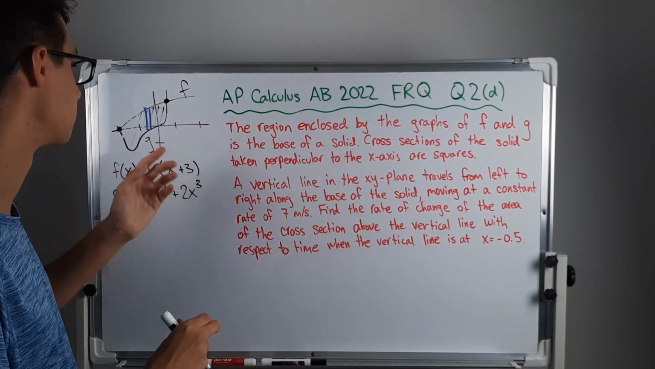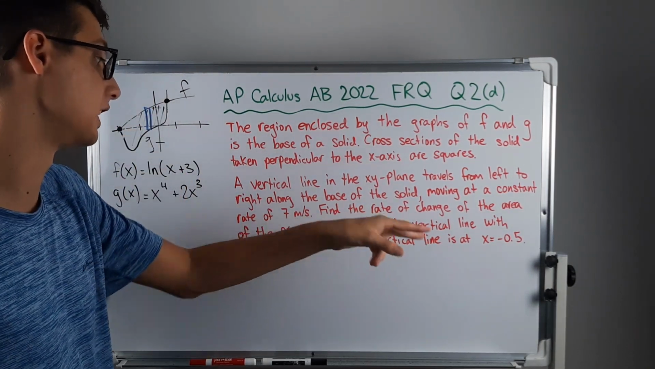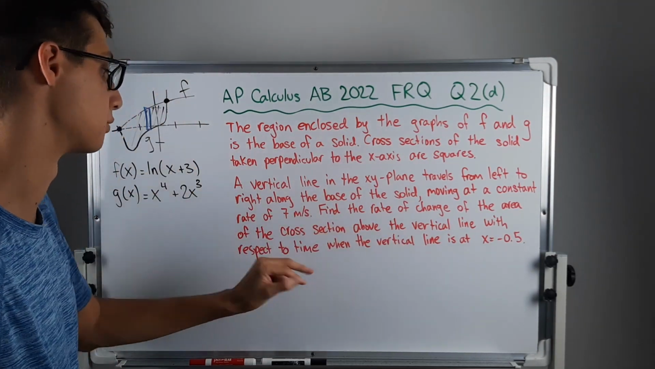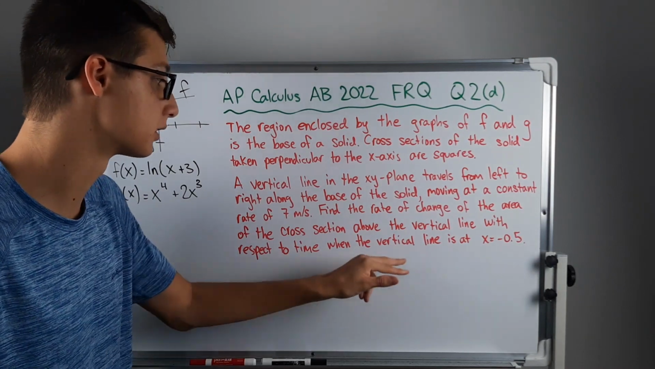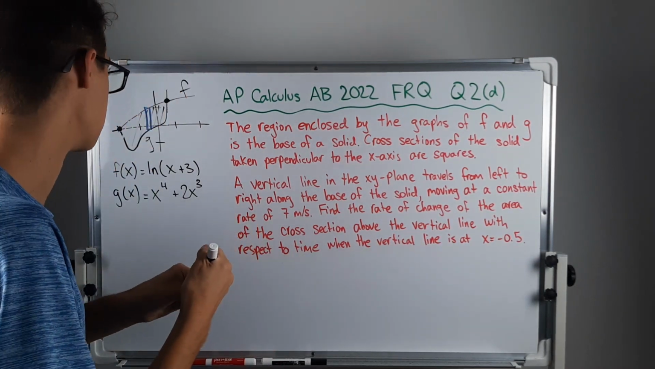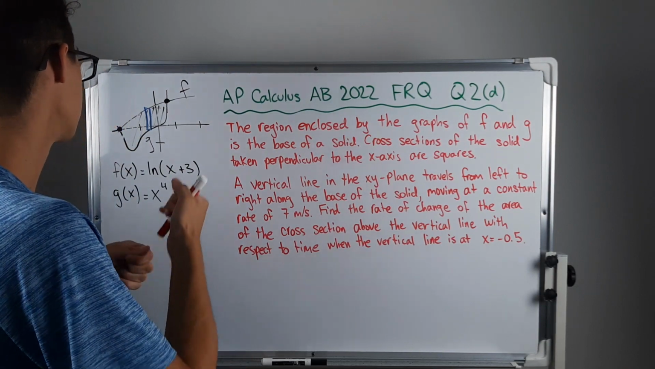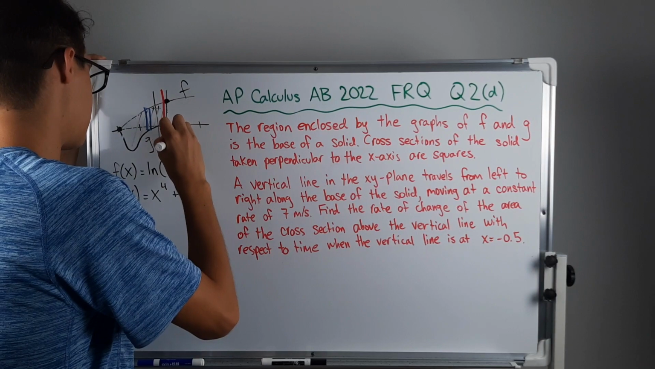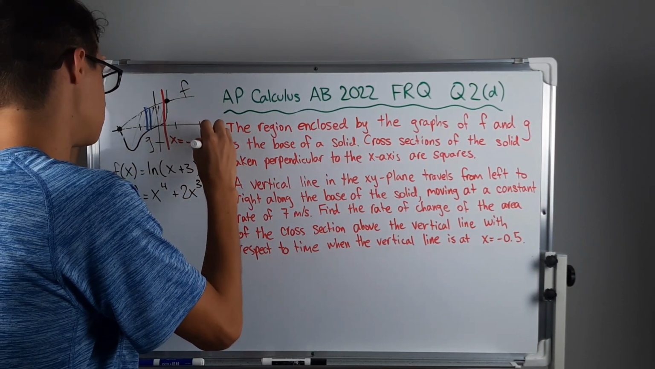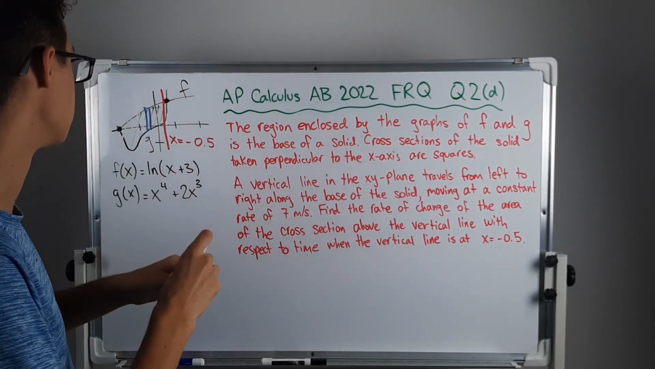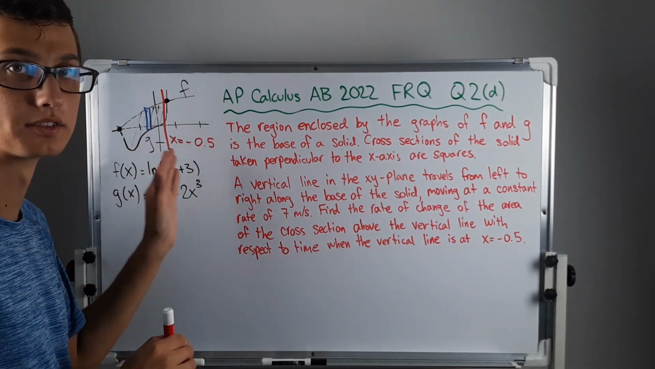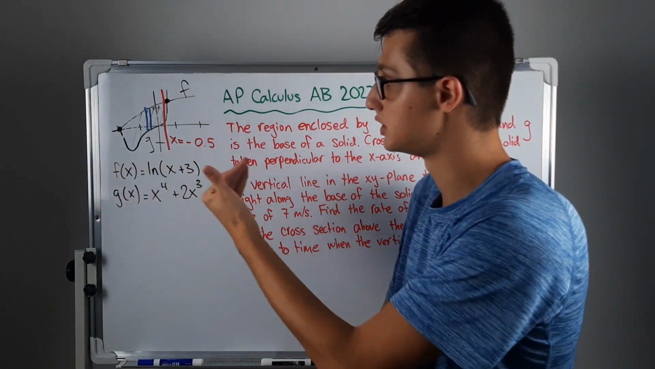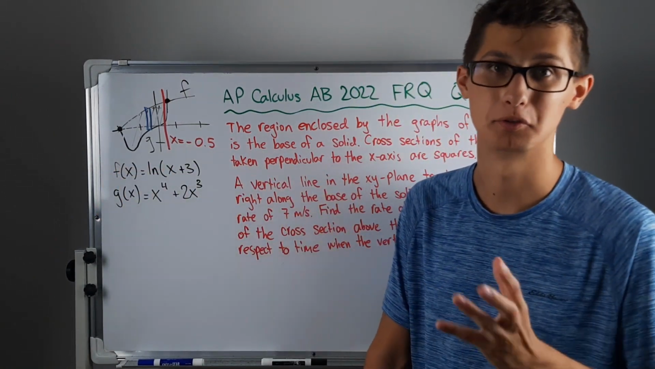So they want you to find the rate of change of the area of that cross-section with respect to time, when the vertical line is at x equals negative 0.5. Let me draw this here. The line is about here at x equals negative 0.5, and it's moving, right? So we just paused time there, and we want to find how the area is changing at that particular moment with respect to time.